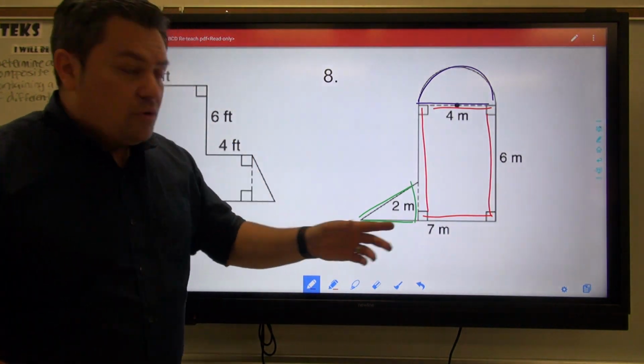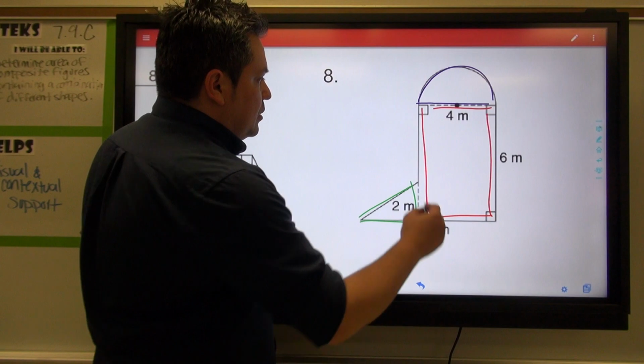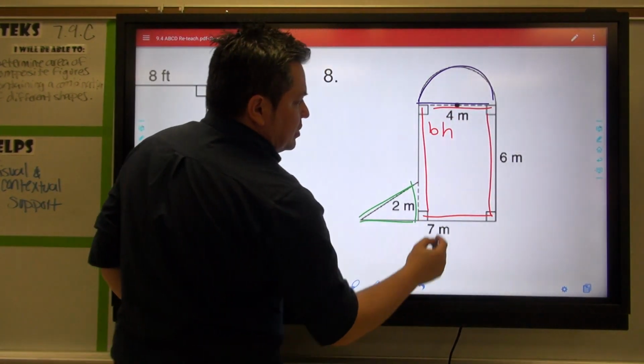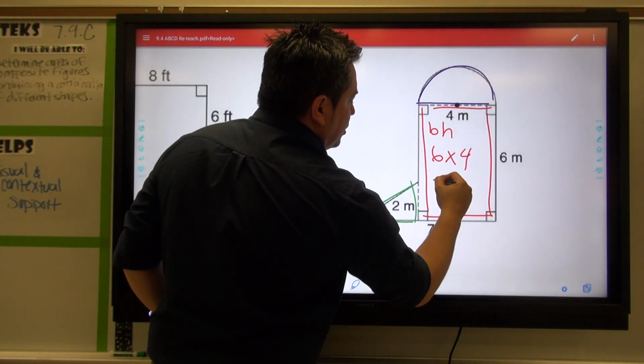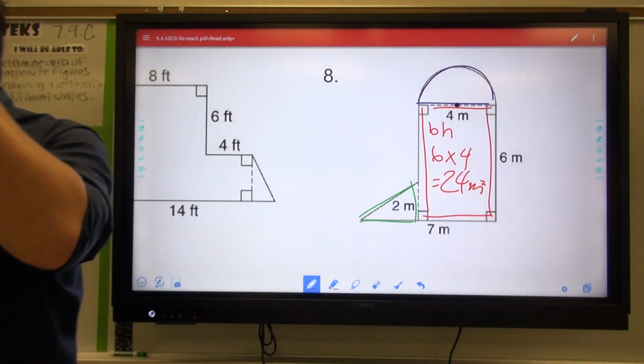So, we already know the formula for the rectangle, so it's easy to find. Base times height. Base times height, that's 6 times 4, which is 24 meters squared. Easy. For the rectangle, it's easy.